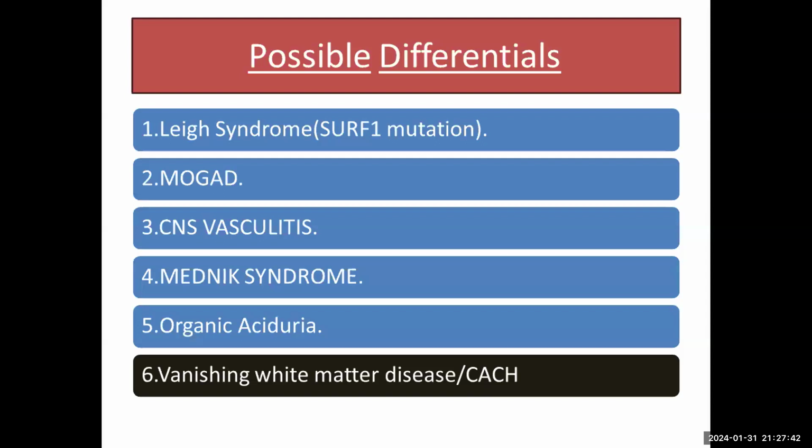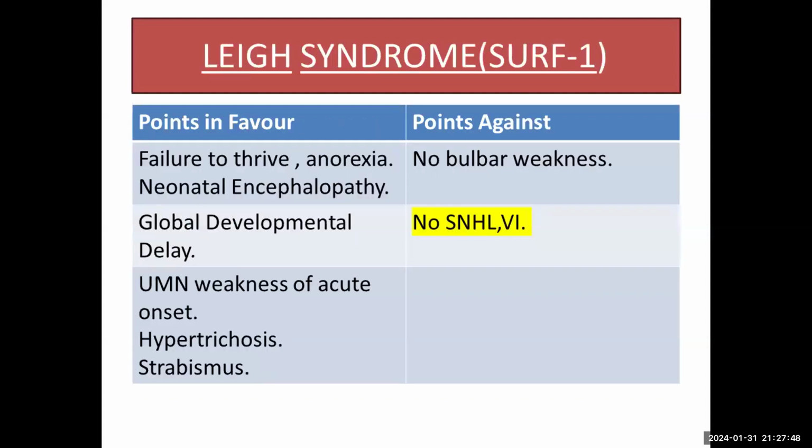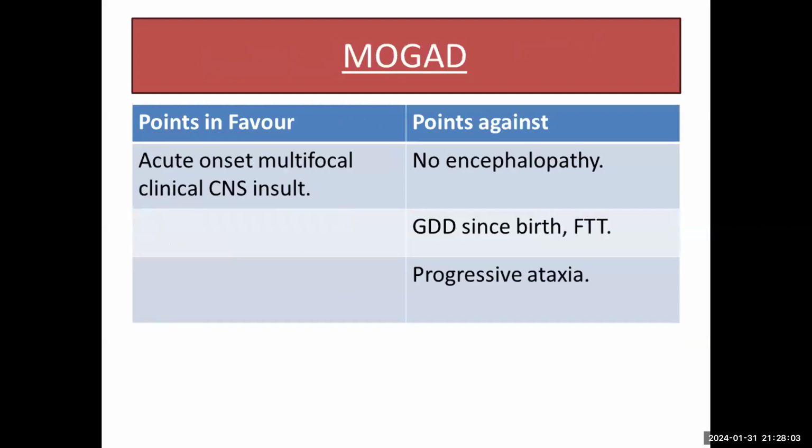So we kept the possible differentials like Leigh syndrome due to SURF1 gene mutation, MOG-associated autoimmune encephalitis, then CNS vasculitis, Menkes syndrome, organic aciduria, and vanishing white matter disease. Points in favor of Leigh syndrome were failure to thrive, anorexia, neonatal encephalopathy, global developmental delay with acute onset hemi weakness on the left side, and points against were no bulbar weakness, no sensorineural hearing loss, and no visual impairment.